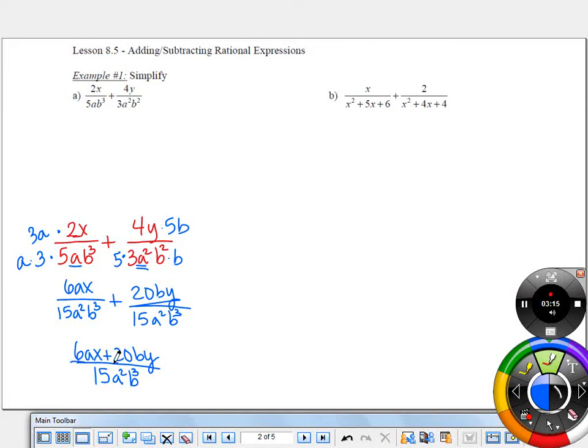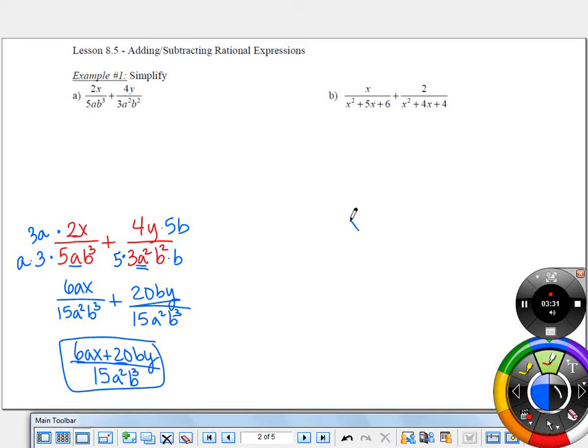Both 6 and 20 have a common factor of 2. But factoring that out is not going to help me because it's not going to cancel with anything in the denominator. So I can actually leave it like this. If you did factor it, you could leave it in factored form with nothing canceled out as well.